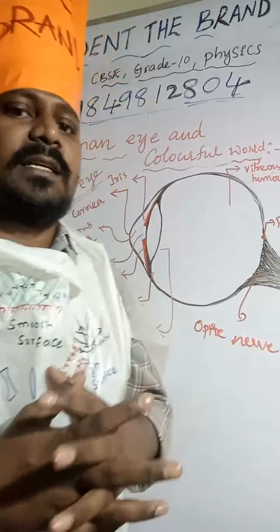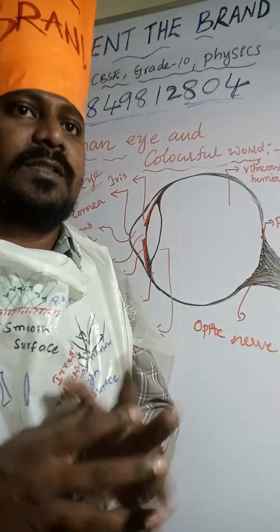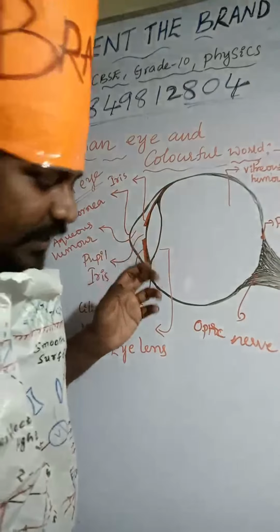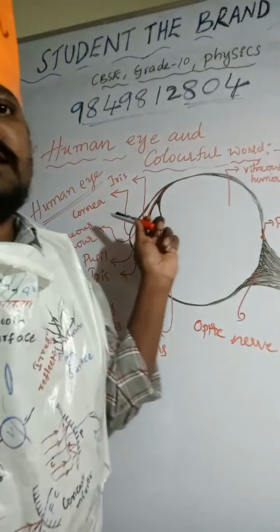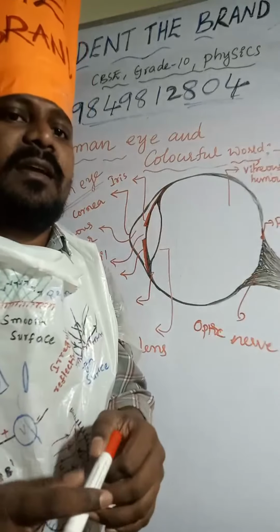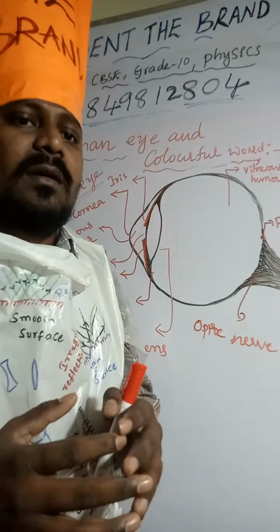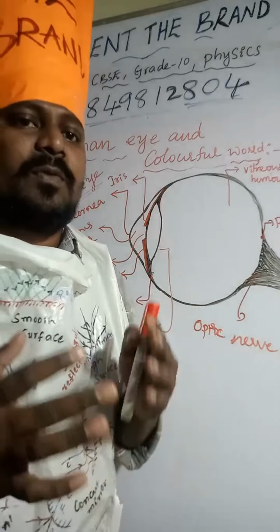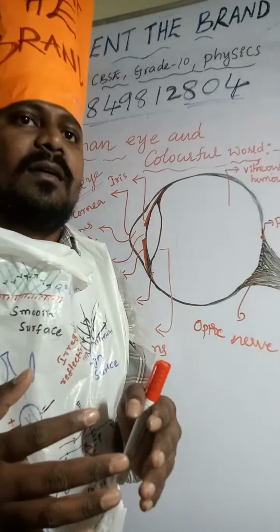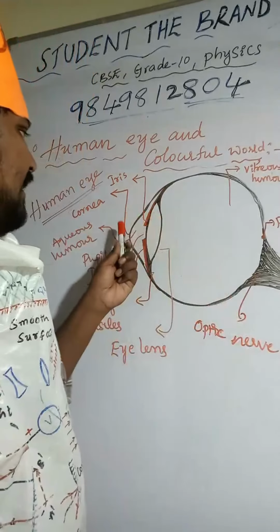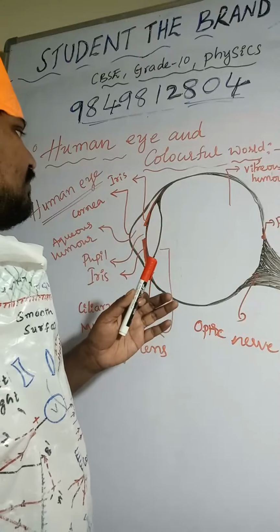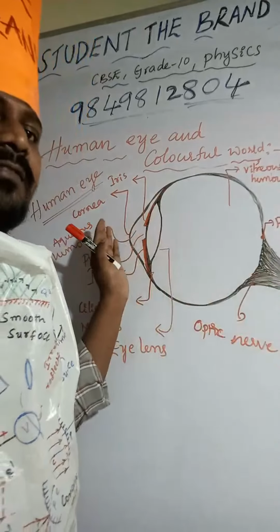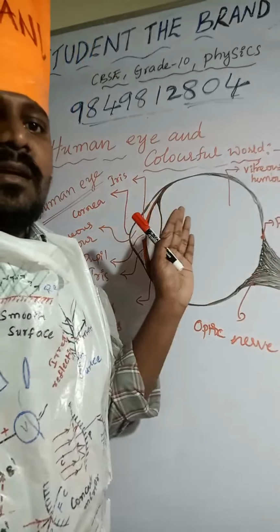So now we will discuss once again. Check here. The first portion is the cornea. The cornea is the frontal, protective layer of the eye. Most of the refraction takes place at this portion, the cornea, through which light enters.